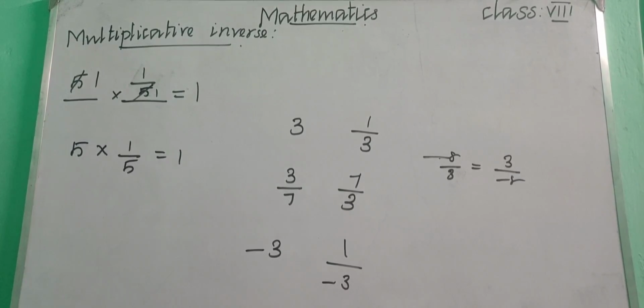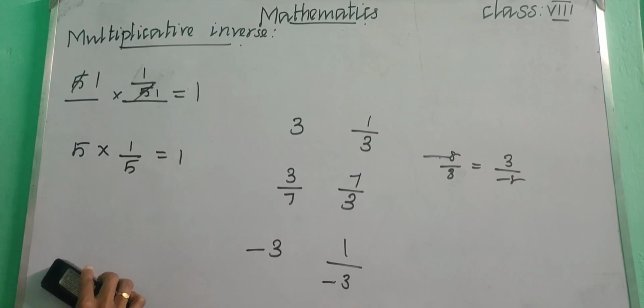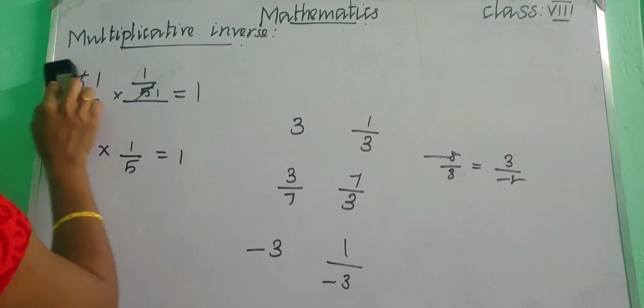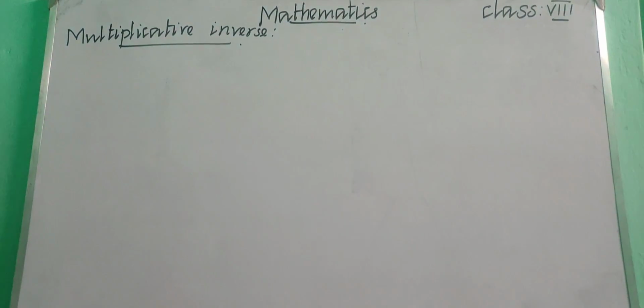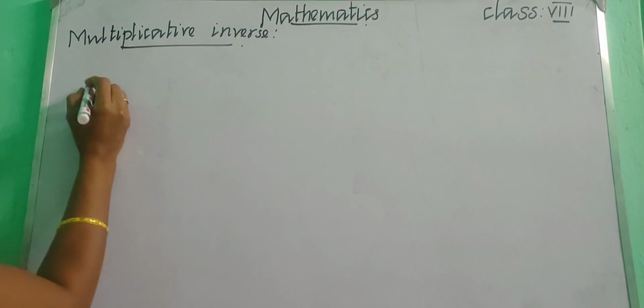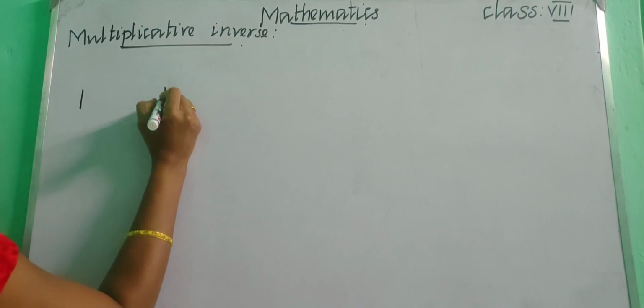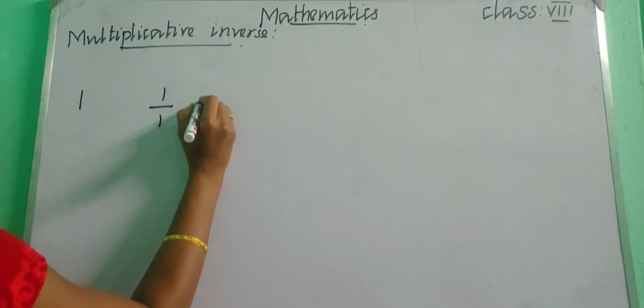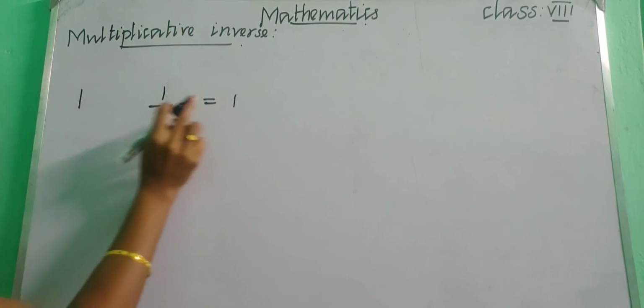So in the side of the page number 16, you can see a question. What is the multiplicative inverse of 1 and minus 1? So what is the multiplicative inverse of 1? So we are having the rational number as 1. So what is the multiplicative inverse or reciprocal of 1? 1 upon 1 means again you will get the answer as 1, right? So the multiplicative inverse of 1 is 1.